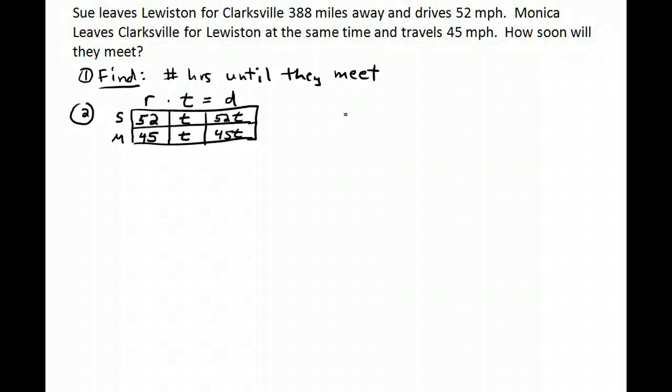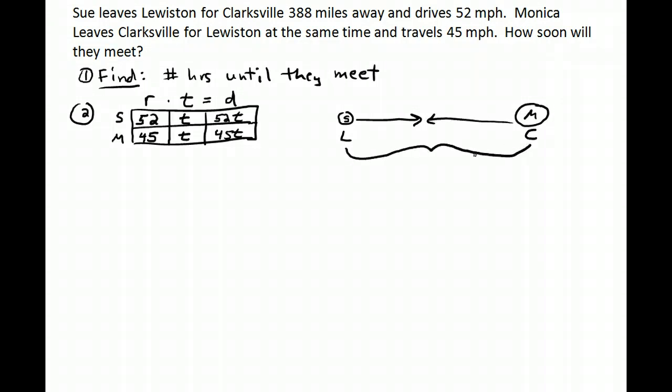Alright, now let's draw our picture. I have Sue over by Lewiston heading this way. And then I have Clarksville over here, and that's where Monica is. And she's heading this way. Now it tells me that the two cities are 388 miles apart. Alright, so now what we need to do is take our distance column over here and put those on my picture. So Sue, her distance was 52t. For Monica, it was 45t.